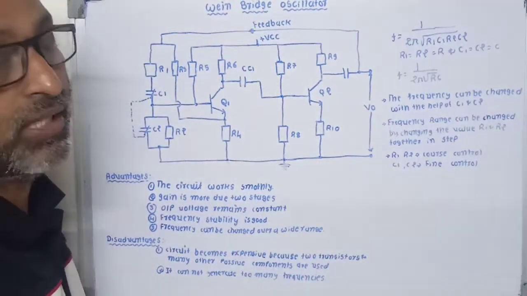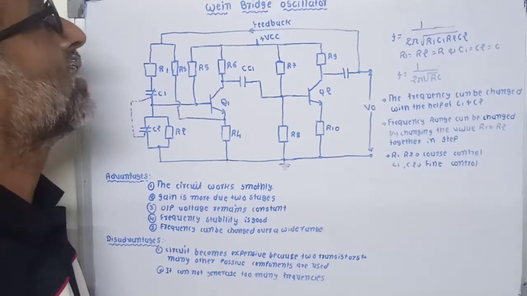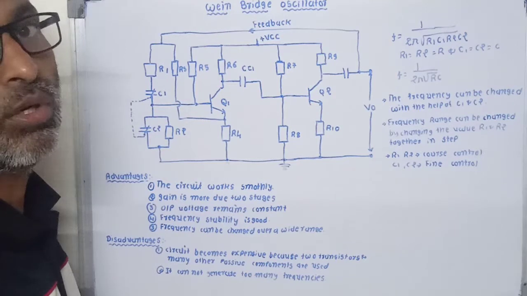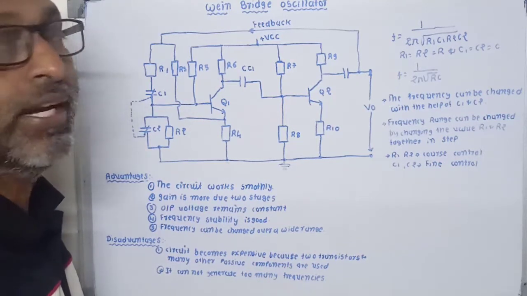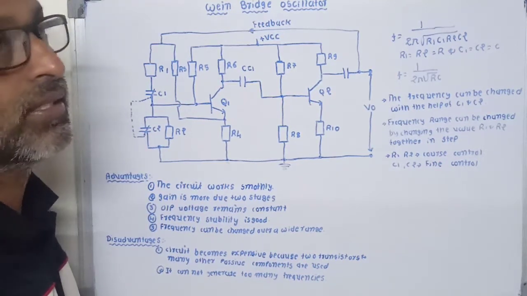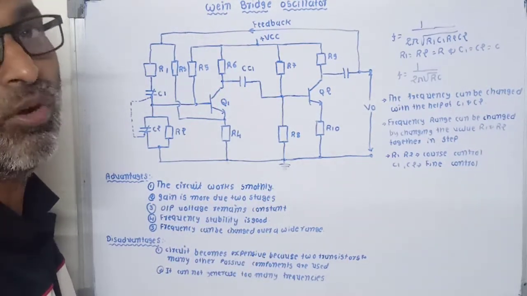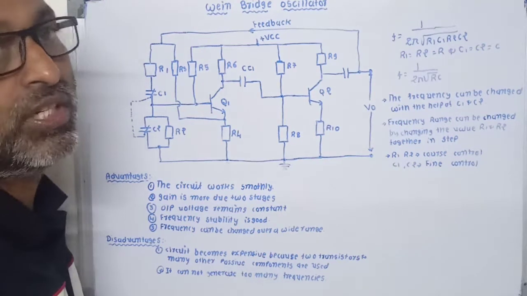Wien bridge oscillator. One Wien bridge oscillator is used to obtain a sinusoidal voltage of frequency range from 10 Hz to 1 MHz. Now this Wien bridge oscillator is commonly used in audio generators.